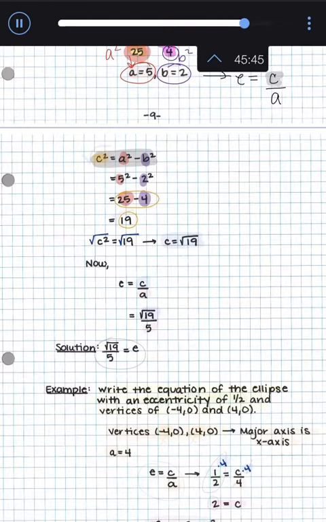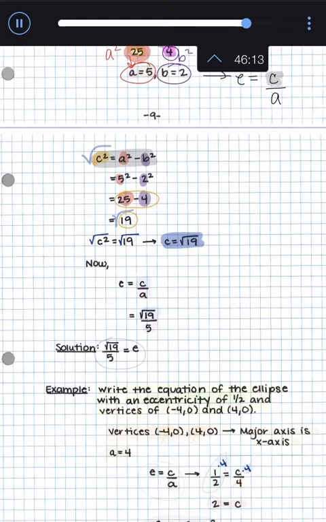Be careful, though, that gives us C squared. So if we want just C, we're going to have to take the square root of both sides of the equation, which then gives us that regular C is equal to the square root of 19. And 19 is a prime number, so you're stuck. You can't do anything with that.